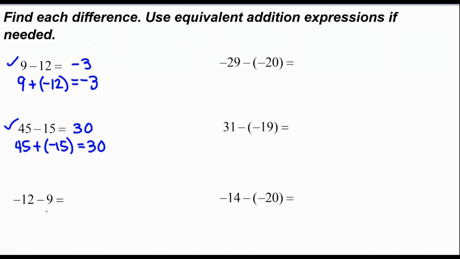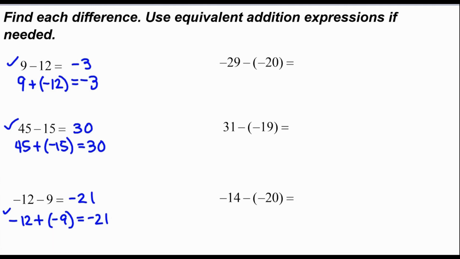Next one, negative 12 minus 9. This is decreasing in value. We're taking 9 away, so that's negative 21. We also could write this in addition form as plus a negative 9, which is also negative 21. Again, we might be split on which one we think is easier there. I think addition is usually easier in this case when the signs are the same.